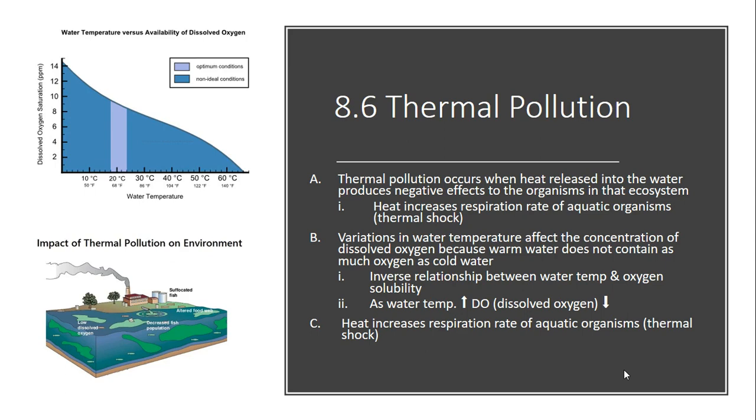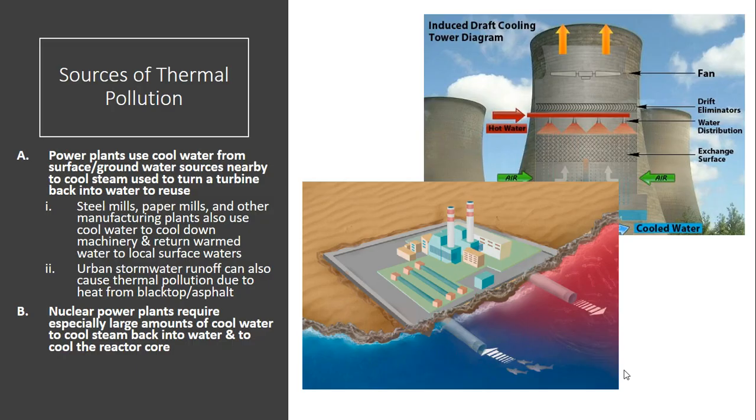Now, where are we going to see thermal pollution happen? We tend to see it near power plants. Power plants tend to use cool water from the nearby ecosystem as a way to produce, say, steam, maybe even turn a turbine. So we could see it being used in steel mills, paper mills, and other manufacturing plants.